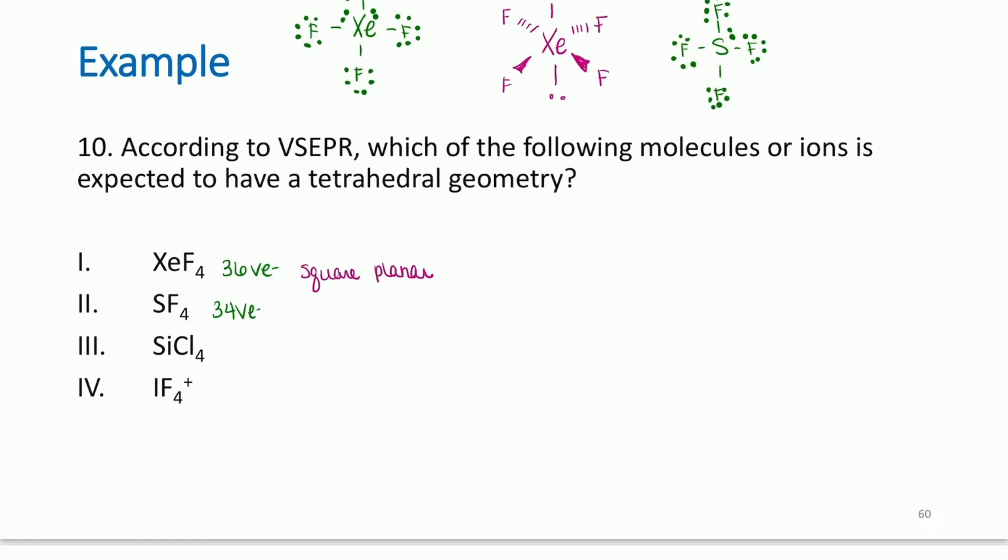This is a trigonal bipyramidal base structure. So my sulfur, got my fluorine here, and then I've got my equatorial positions. Fluorine, remember your lone pair has to go equatorial. That is what we call seesaw.